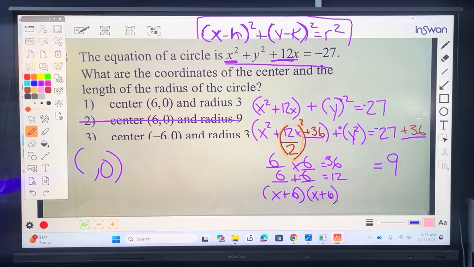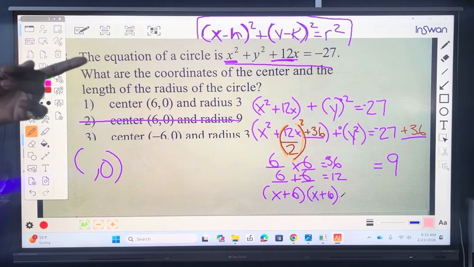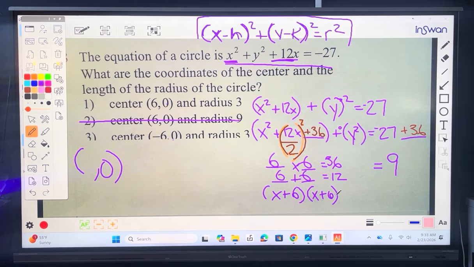Okay, I'll give you a hint. What's x times x? It'll be x squared, not 2x. That's x plus x. What's x times x, huh? X squared. So what's x plus 6 times x plus 6? No. What's x squared? What's x times x? Don't even do the 6's. X squared. So what's x plus 6 times x plus 6?